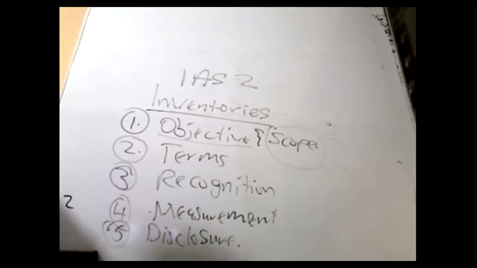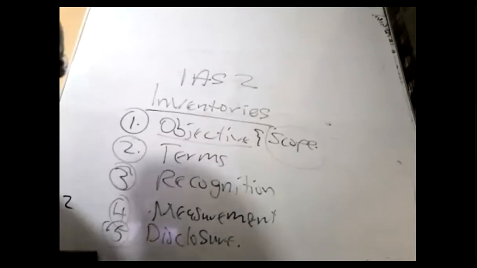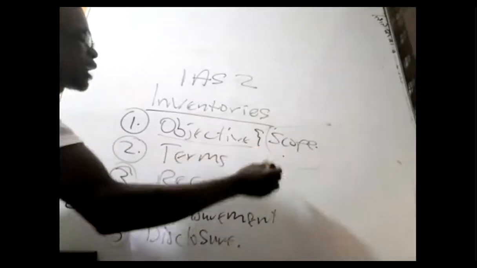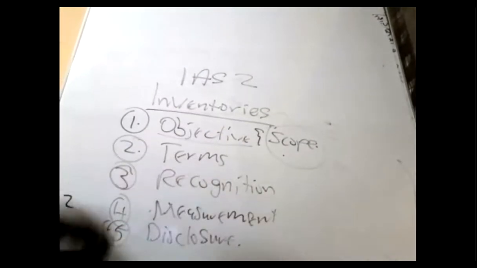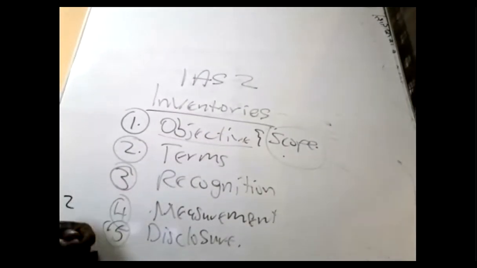because there's a full standard that talks about cocoa beans. That is agricultural produce, IAS 41. So if that item has been covered in another standard, then it will not be covered here. So that is the scope.